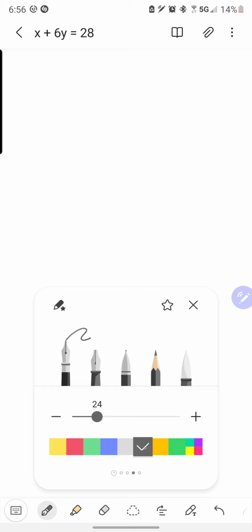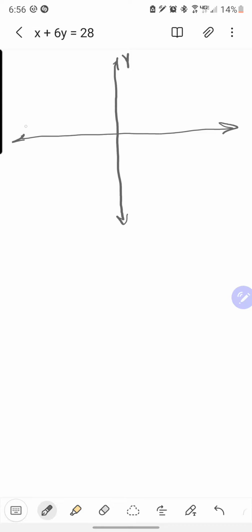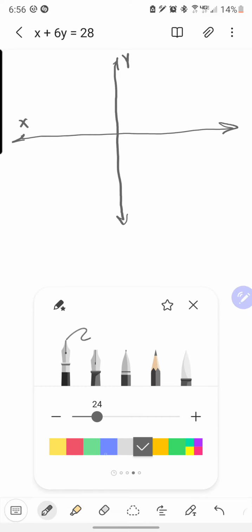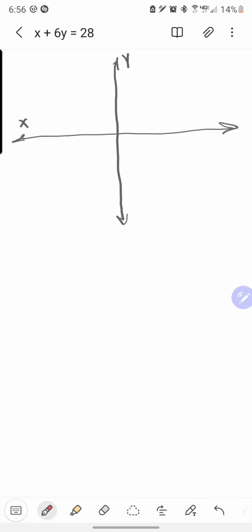Explain the process for graphing the equation of the line x plus 6y equals 28 using the x and y intercepts. So let's start by creating the graph. This is the y-axis right there, and then we're going to do the x-axis right here. Now let me start with a new color to explain the x-intercept.